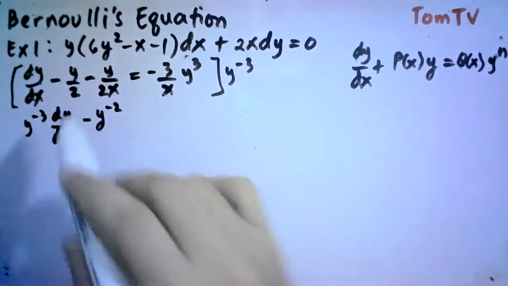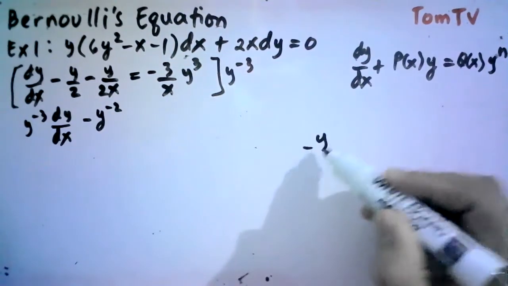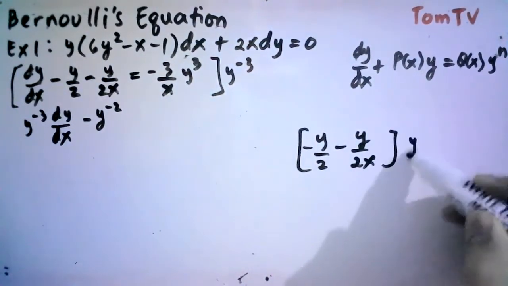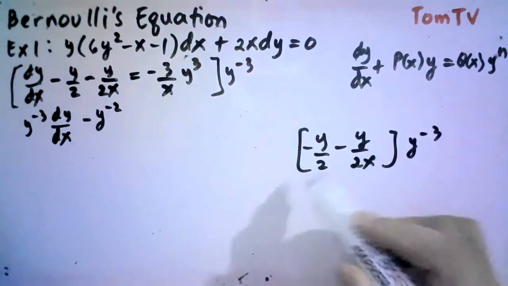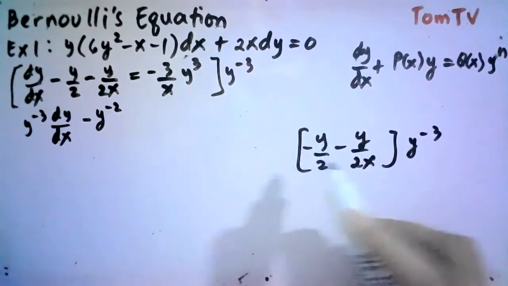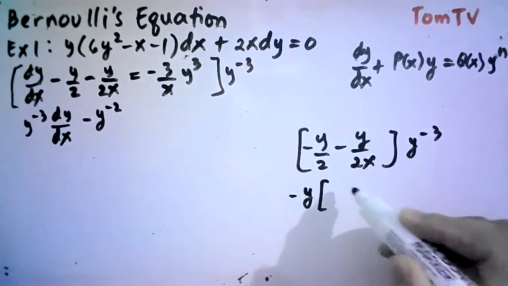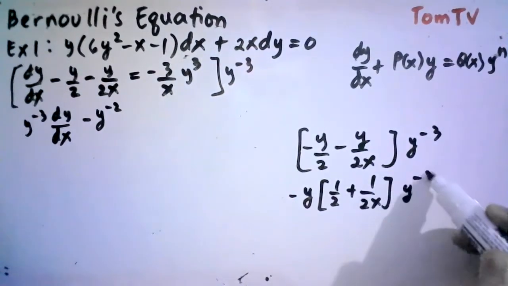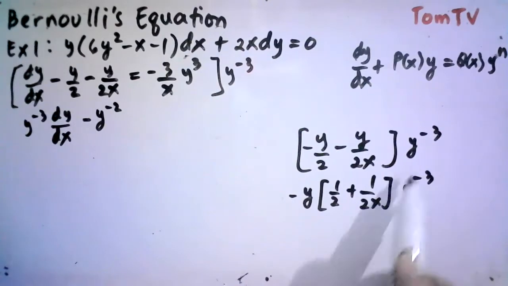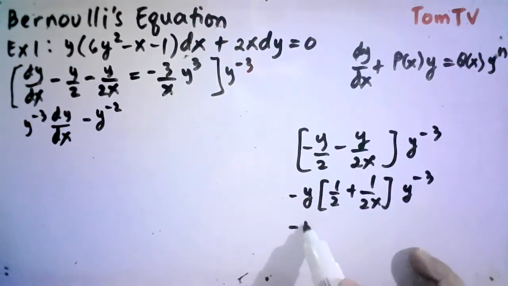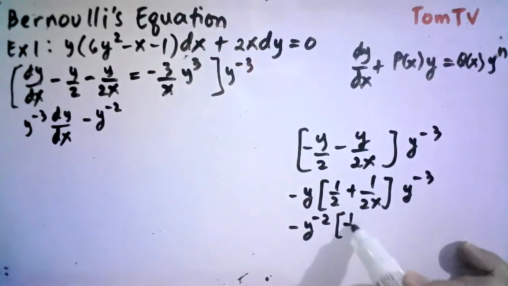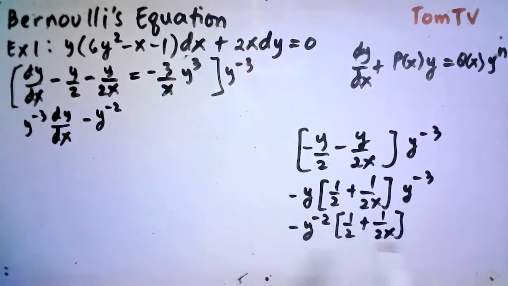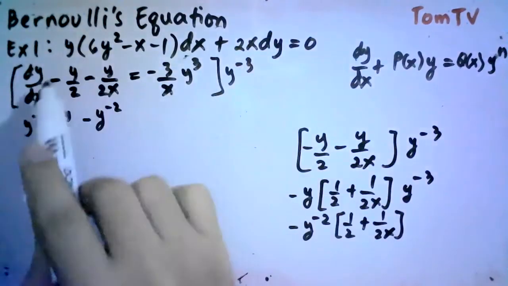By the way, in this part, I will write here negative y over 2 minus y over 2x. If we multiply by y negative 3 for this part, I want to factor this one first. So we have here negative y times (1 over 2 plus 1 over 2x), y raised to negative 3. So that I can multiply y negative 3 to y. That is equivalent to negative y raised to negative 2, and then you have here 1 half plus 1 over 2x. So this is how we distribute y negative 3 to these two terms.